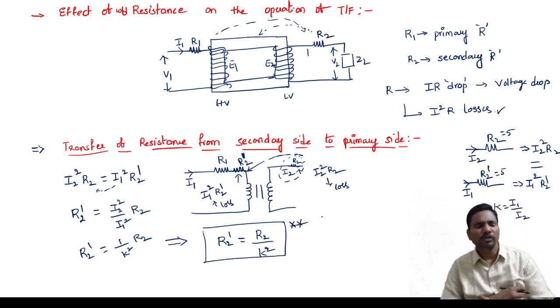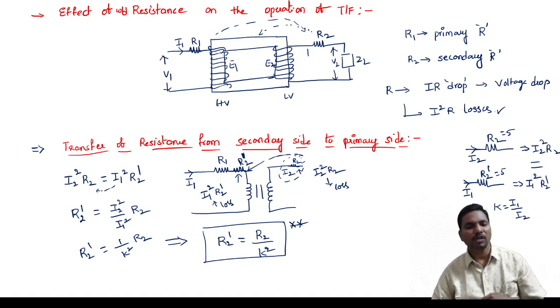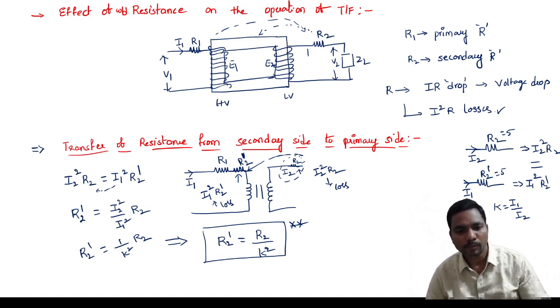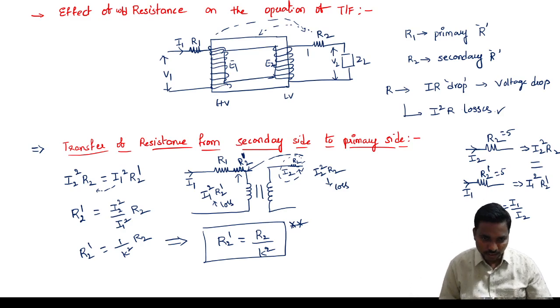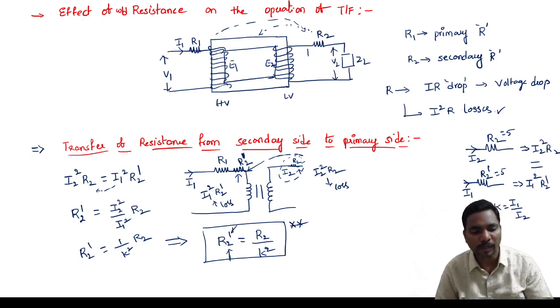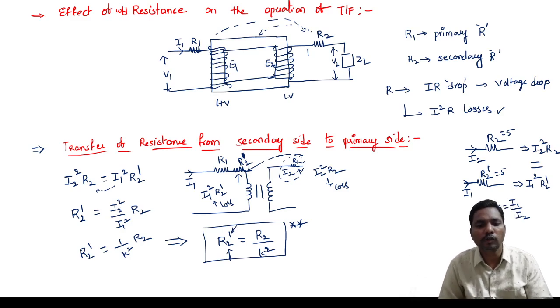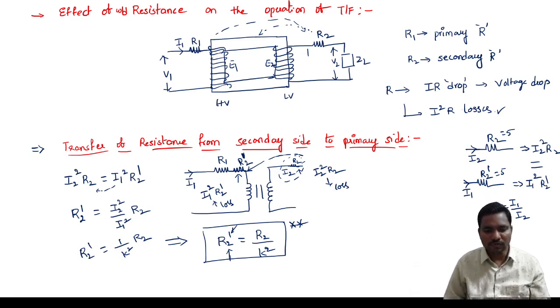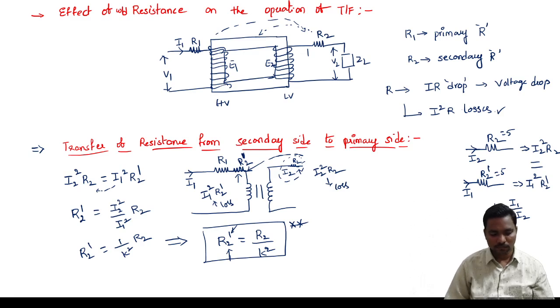So there is no need to draw all these in the examination. We require secondary to primary: R2 dash. It is the secondary resistance converted into the primary side. Then R2 dash is equal to R2 by K square. If you transfer the resistance from primary to secondary, then what will happen? Primary to secondary.